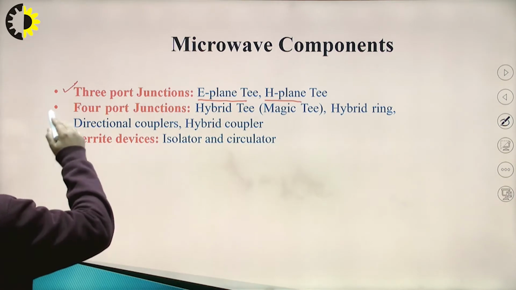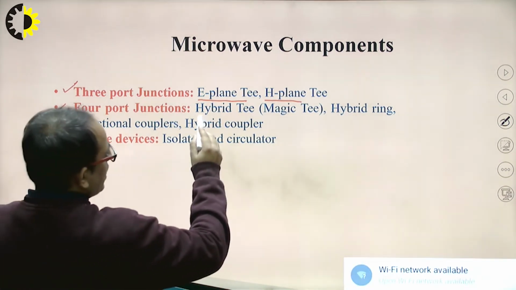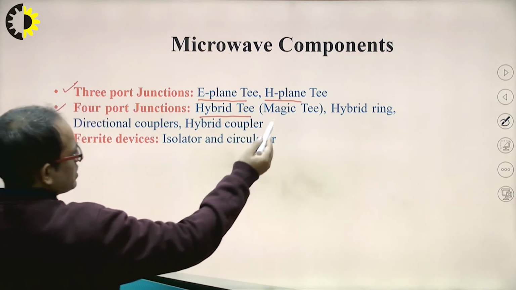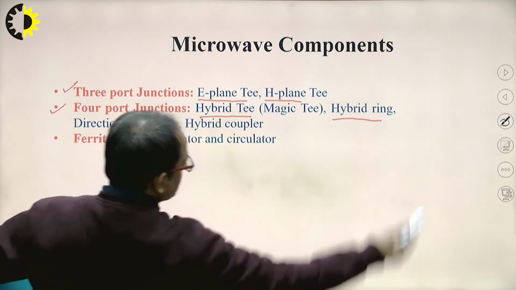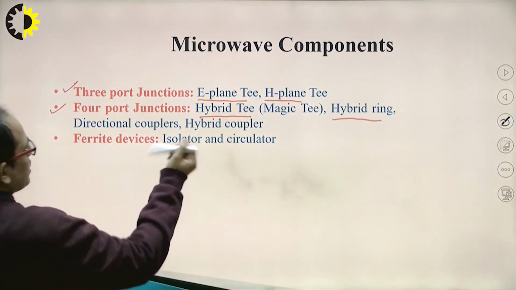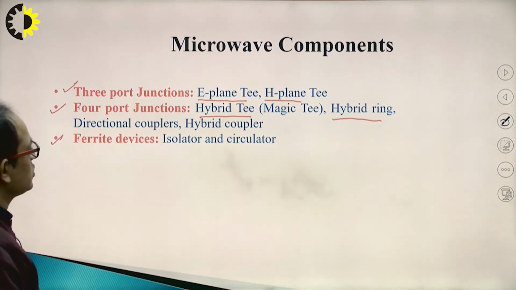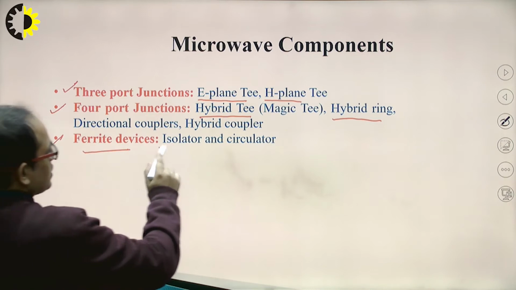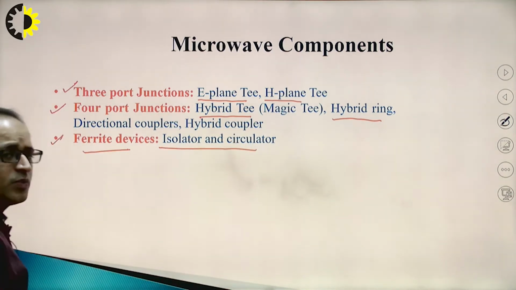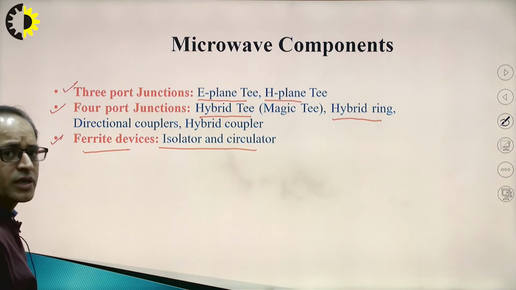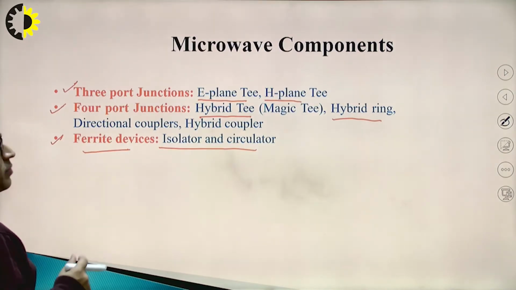The next one we will discuss is the 4-port junctions. In this we will discuss the hybrid T, also known as the magic T or EH-plane T. And next we will discuss the hybrid ring, directional couplers and the hybrid coupler. Next in this unit, the ferrite devices: isolator and circulator. So these are the microwave components which help in transmitting the microwave signal from one port to another port.